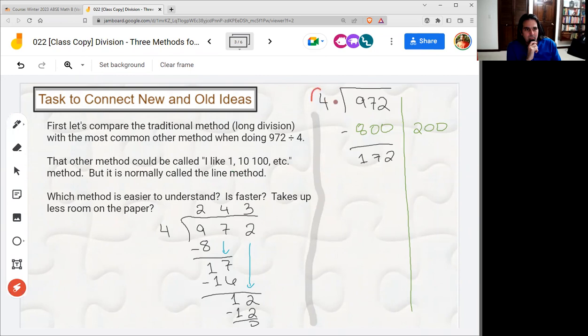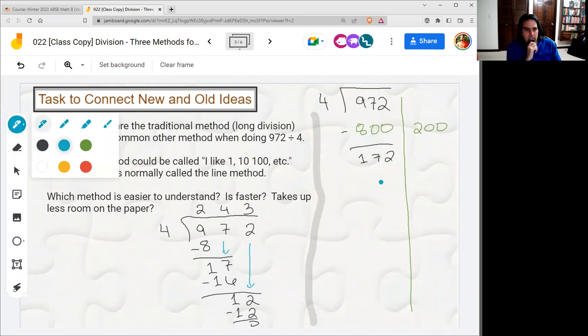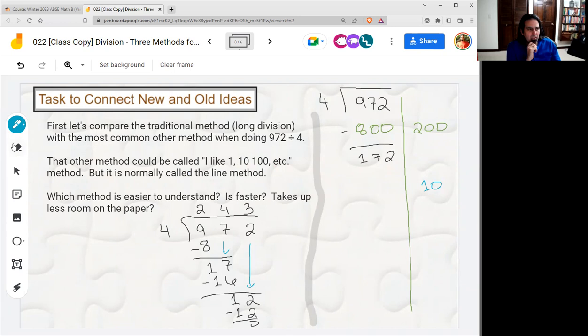So instead of hundreds, I'm going to go back down to tens. So how many tens can I fit? I could fit 10. 10 times 4 is 40. I could fit 20, that would be 80. I could fit 30, that would be 120. Let's pretend that's all I know. I don't know my 4 times 4. So I'm going to say I can fit 30. 3 times 4 is 120. And I still have some room. I can fit another 10 fours.